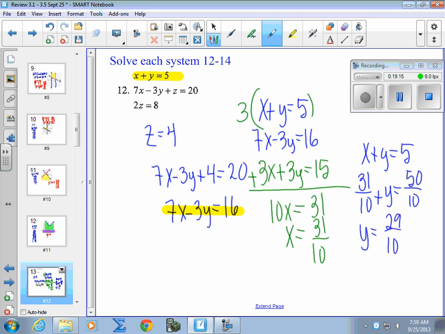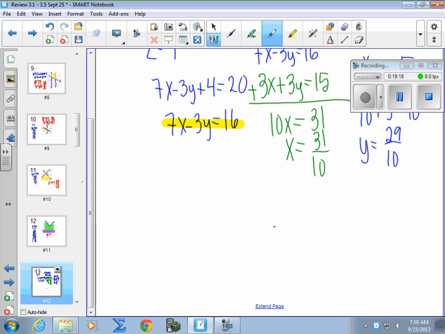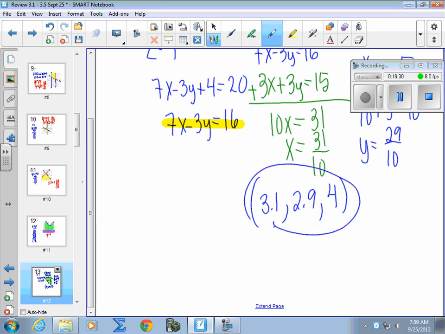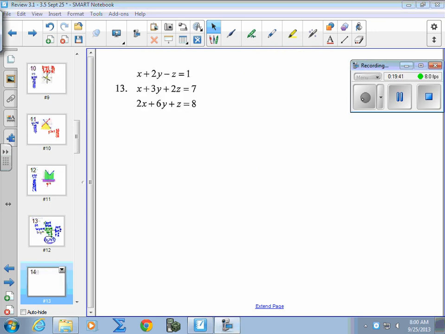I wrote my answers as decimals. So I said x was equal to 3.1, that y was equal to 2.9, and z was equal to 4. So those are the solutions. That's where those three planes intersect. Okay, guys, this one's a little bit more difficult.